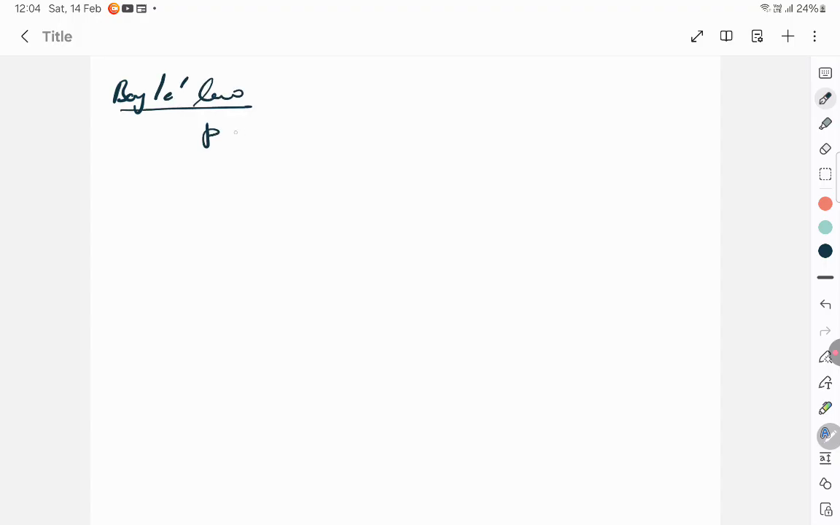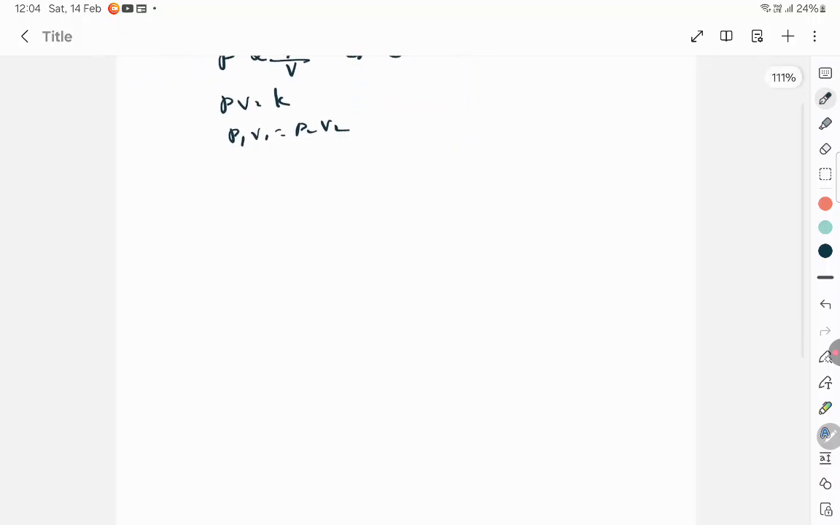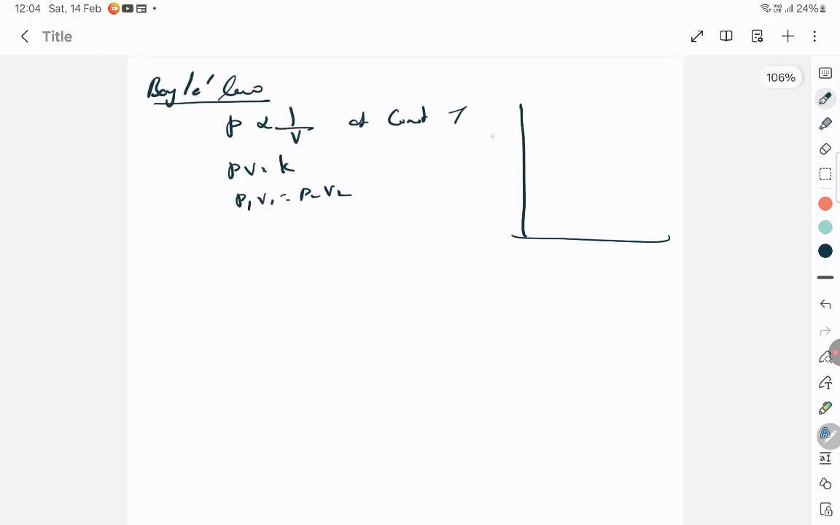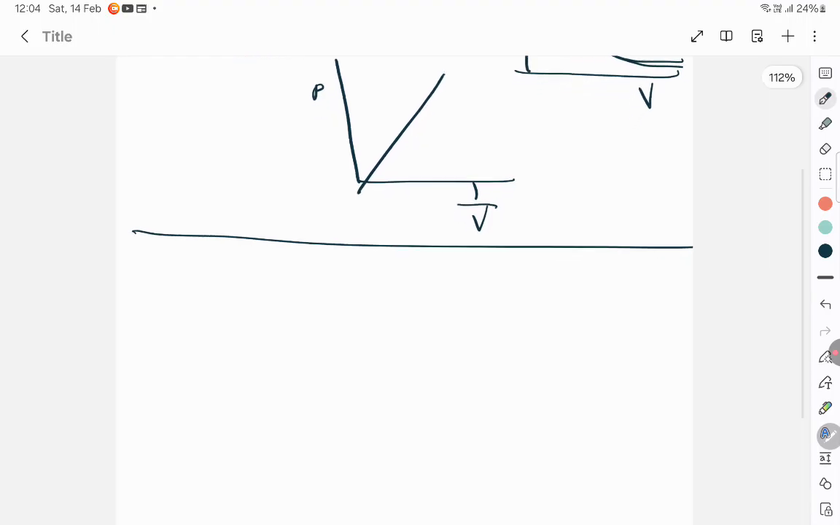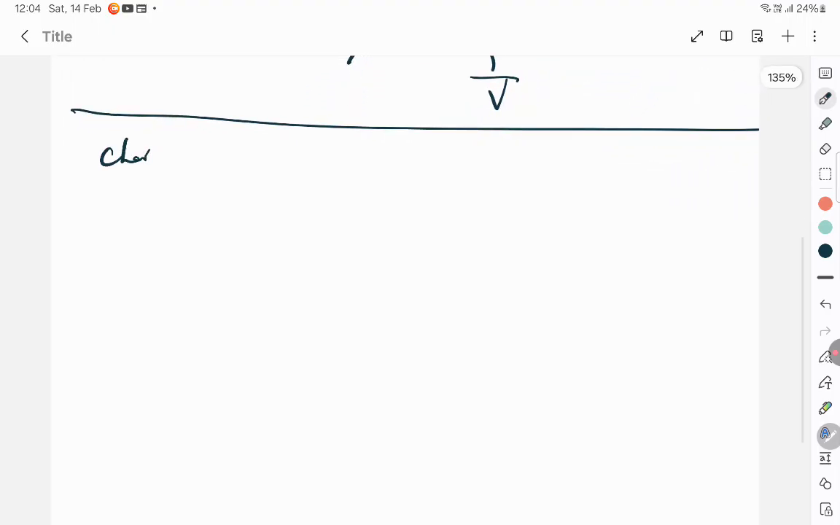Boyle's law is P is inversely proportional to V at constant temperature. Therefore, PV is always a constant, or P1 V1 is equal to P2 V2, and this is what is Boyle's law. And the graph between P and V is an indicator diagram, which you learned in thermodynamics, this reciprocal function. Supposing they ask you a graph between P and 1 by V, it will become linear, because P versus 1 by V will be linear. That's Boyle's law. Let's go to Charles' law.